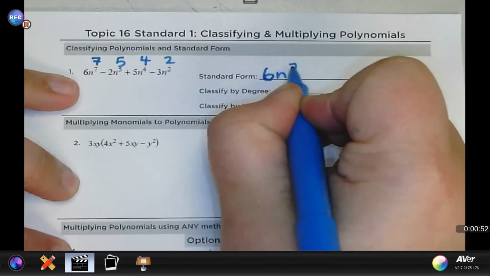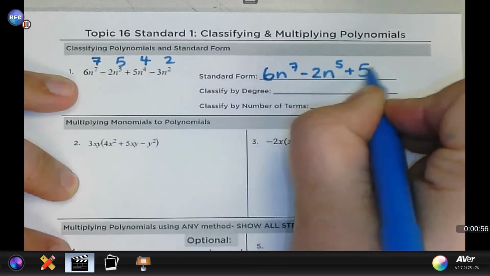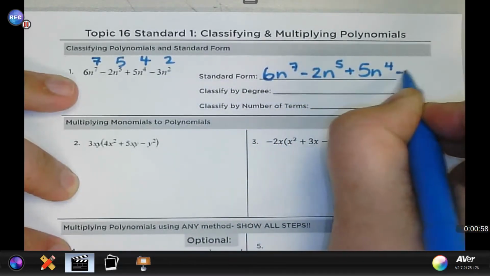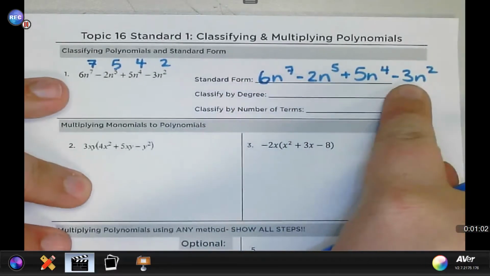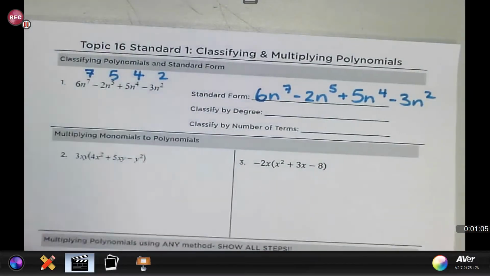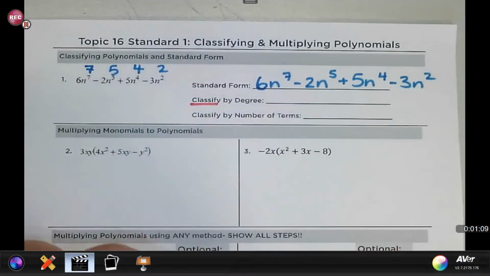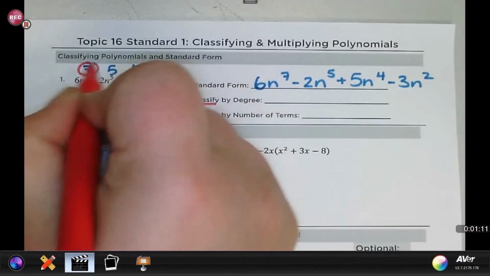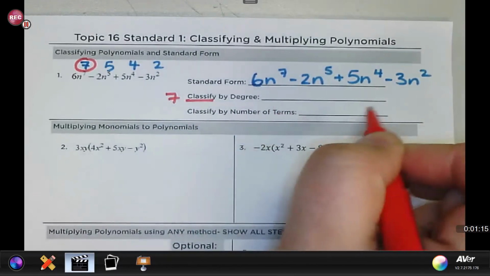6n to the 7th minus 2n to the 5th plus 5n to the 4th minus 3n squared. Okay, so do not mix it up with those big numbers in front, which are coefficients. Then it says classify by degree. Degree is the highest exponent, which in this case is a 7, but there's a name for it.